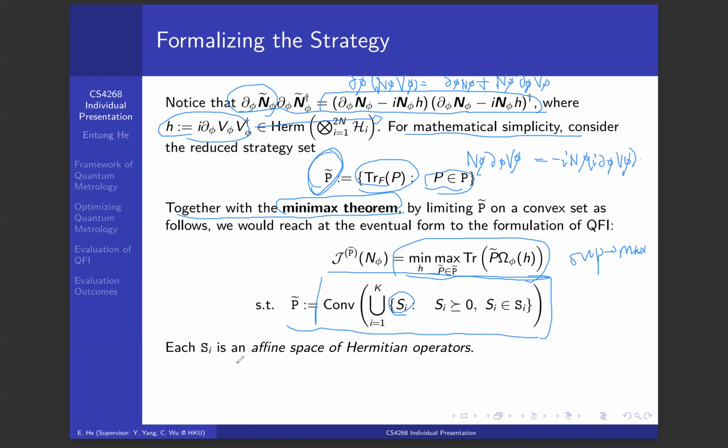formed by an affine space of Hermitian operators. It is required to be positive semi-definite, and we are taking the union of all such sets. Handling the form of P tilde like this is just for simplicity. In that paper, they only investigated a form like that.